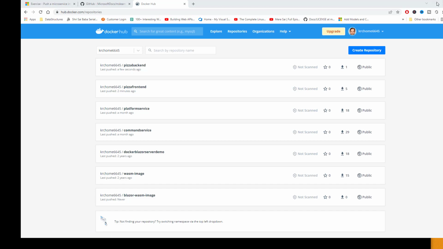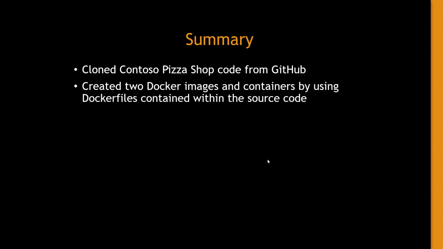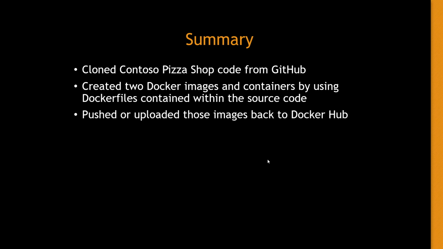All right, we have learned in this, we have cloned the Contoso pizza shop code from GitHub and created 2 Docker images and containers by using Docker files contained within the source code, and pushed or uploaded those images back to the Docker Hub.